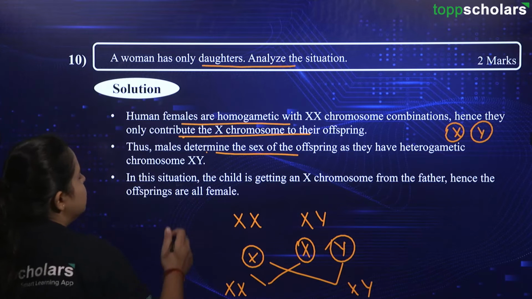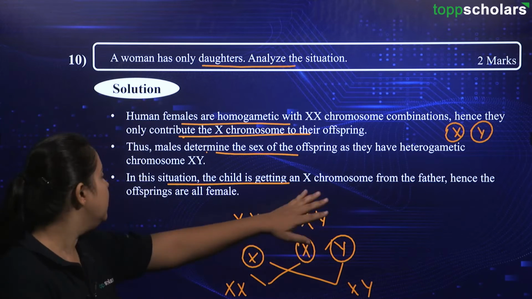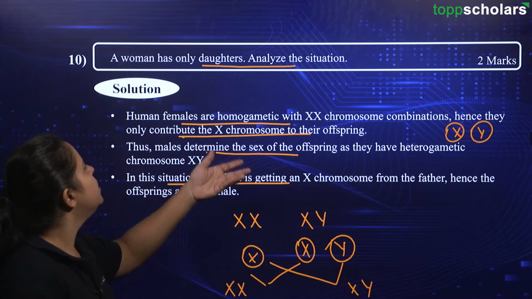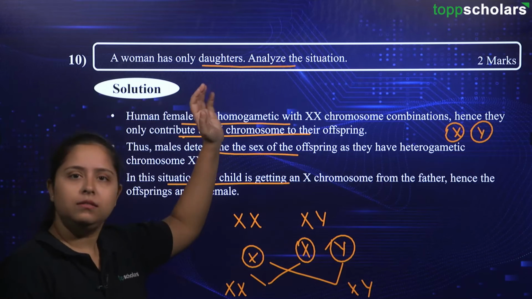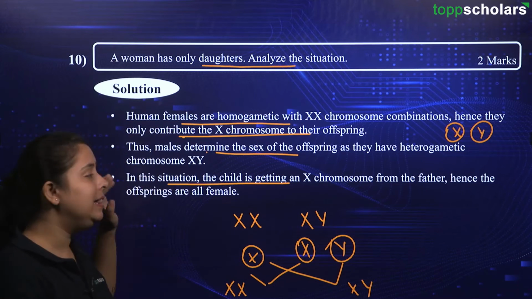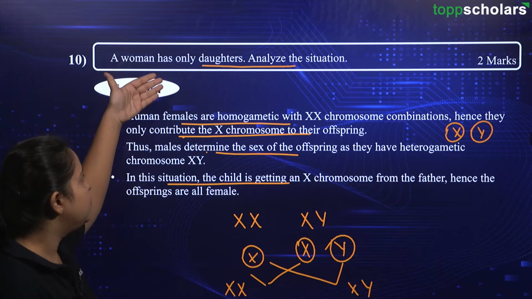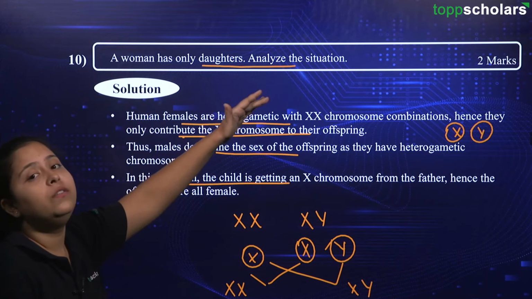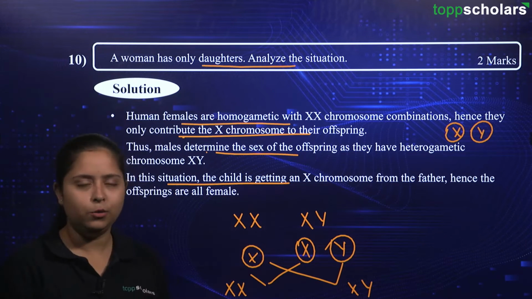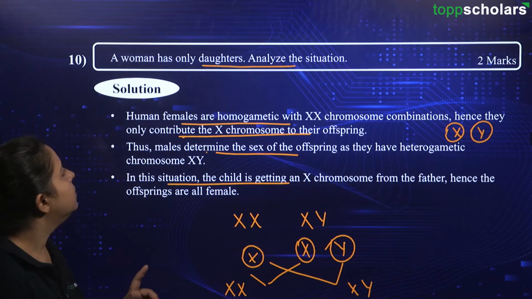Let us read out the third statement. In this situation, the child is getting an X chromosome from the father. Hence, the offspring are all female. I can change this question: a woman has only sons. Now analyze the situation. You will again give me this kind of information, and this statement will change as you will be telling me that in this situation the father is always contributing the Y chromosome and hence all the offspring are male. Again, understanding the concept is of utmost importance.